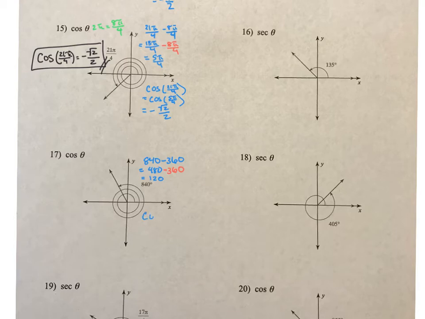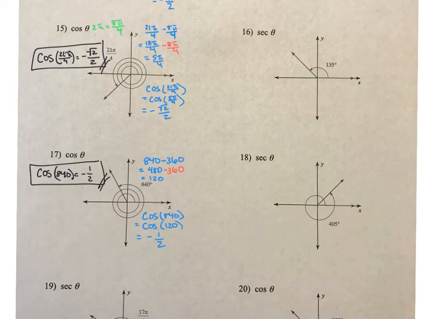So I can say that cosine of 840 is really going to be the same as cosine of 120 because they're coterminal angles. Now that we're here, I'm going to ask, okay, what is the x value in the coordinate at 120 degrees? And that is going to be a negative 1/2. So when I write out my full answer, we'll have cosine of my original angle, 840, is equal to negative 1/2. And there you have it.